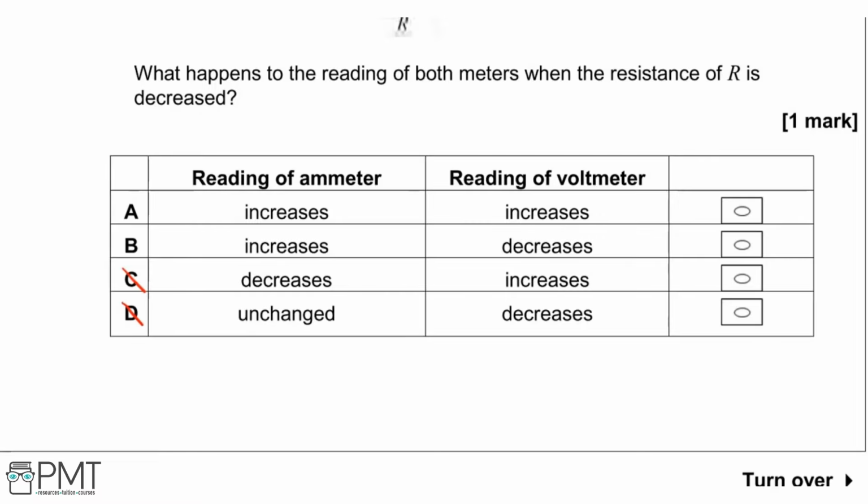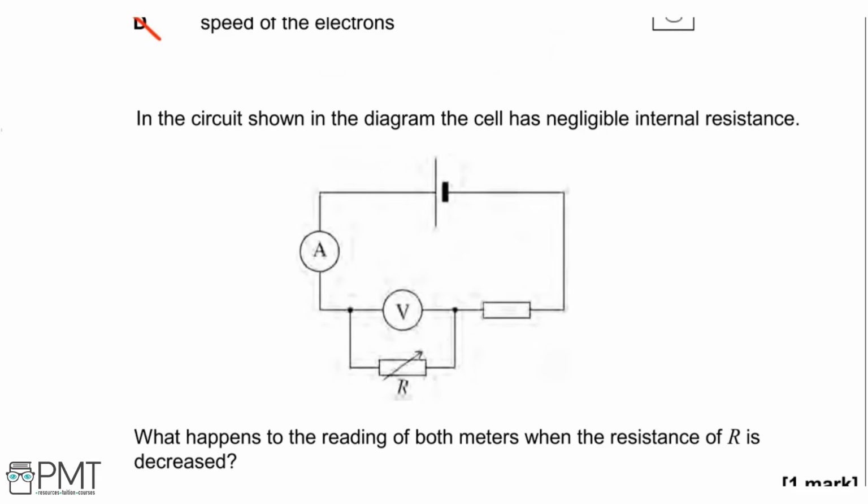So we're left with A or B, the voltmeter reading either increasing or decreasing. Let's have a look again. Now what we can say here is that if the resistance of the variable resistor is decreasing, then it's going to be taking less energy from the circuit, which means the potential difference across that resistor is decreasing.